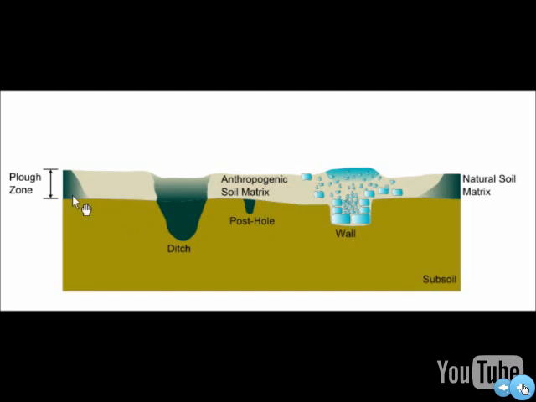These are all within a plough zone, so you've got the plough which is diffusing the sediments here and spreading the stones and brick from the wall, but you also have an occupation horizon here, which is providing slightly different soils to the background soil matrix.